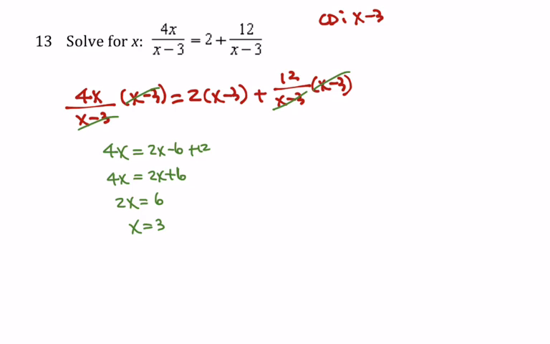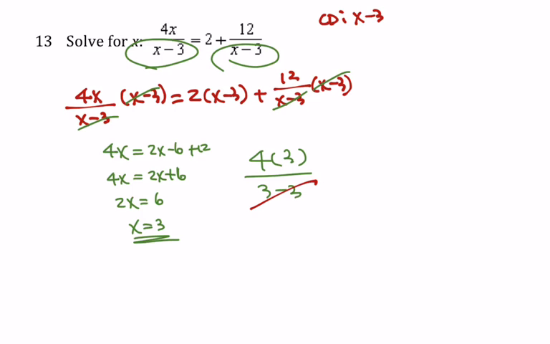Until we plug 3 back into the original equation, then we get to realize that the denominator becomes 0. But we know that when the denominator becomes 0, the fraction will be undefined. So therefore, 3 is not allowed. So we only had the answer 3, but since 3 is not allowed, then we have an empty set. No solution.